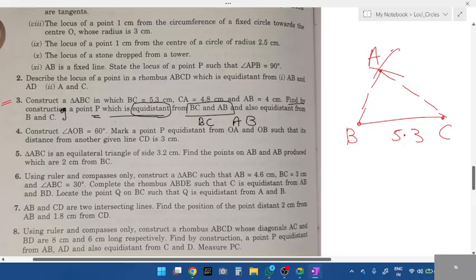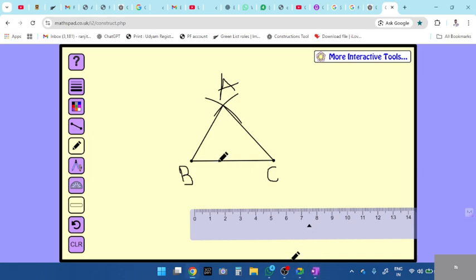In locus, we need to find a point P. We will do that later. Find a point P which is equidistant from BC and AB. For BC and AB, which is the common alphabet? B, right? Now B, students. Now what you'll do, we need to construct the angle bisector. So what did I tell you? Draw a normal arc like this. Cut an arc. See, I'm just cutting a small arc.